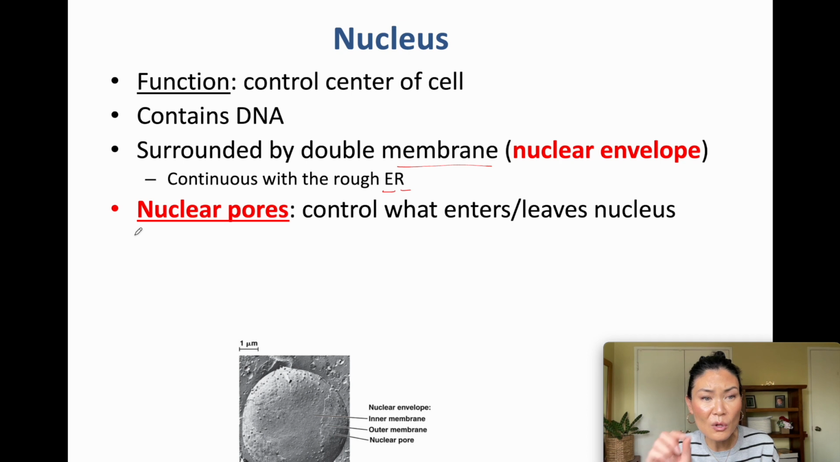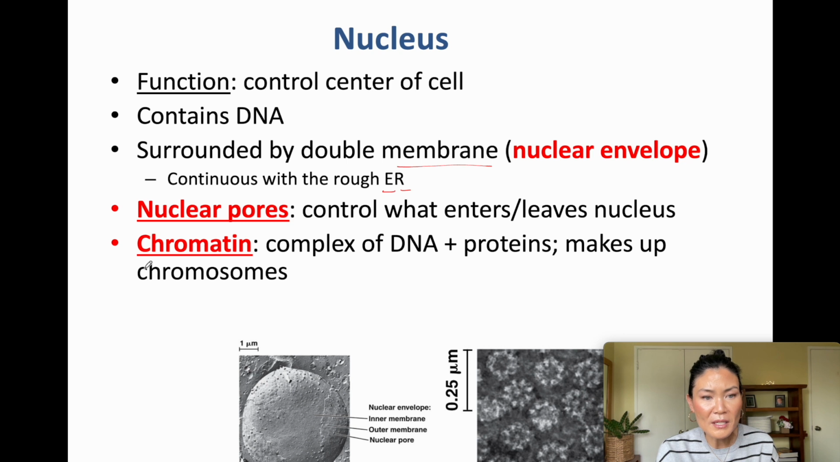There are these little holes or pores. The nucleus has these little holes, and the holes are where mRNA is going to exit the nucleus. This is also where ribosomes are made in the nucleus, so they're going to exit the nucleus through the pores.